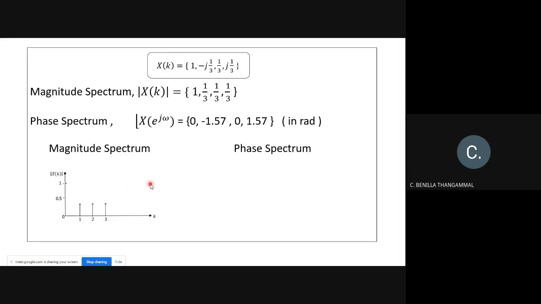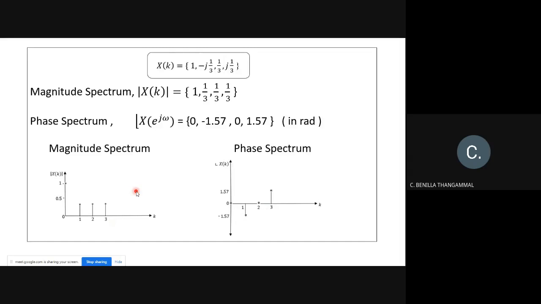So this is the way you have to draw your magnitude spectrum, as well as your phase spectrum. Again, your x-axis is going to be k and y-axis is going to be your angle. Since you have your negative as well as your positive angle, I took the values here. So when k equal to 0, the value is 0. When k equal to 1, it is minus 1.57. When k equal to 2, it's 0. And when k equal to 3, it's going to be 1.57. So this is how to draw your magnitude and phase spectrum.